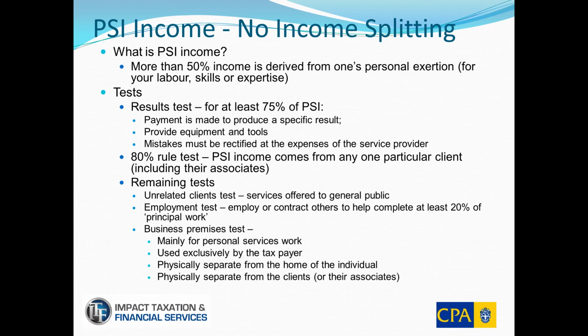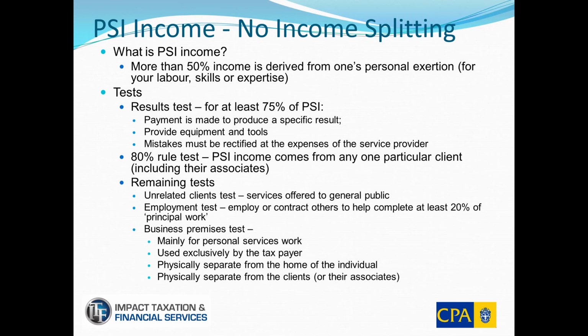Does that make sense? So if you don't pass the PSI test, you can't use the company or trust structure. Correct. But if you do pass it, you can use the family trust or company. Correct. Or you can use income splitting, and if you do pass it, you can split the income in the trust. That's correct. Okay.